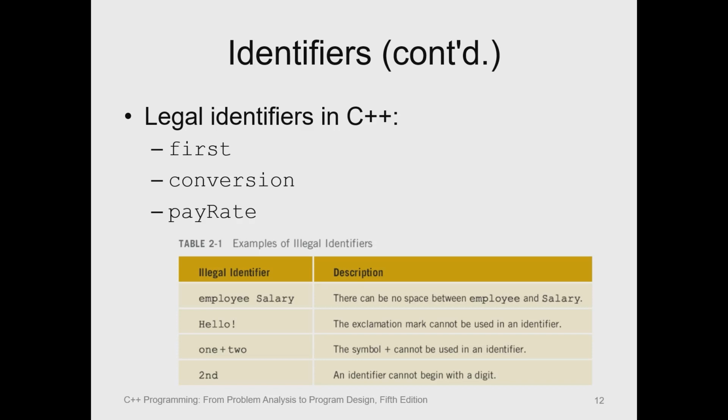Hello, exclamation point. An exclamation point is not allowed when you are creating an identifier in C++. 1 plus 2, again, the plus symbol is not allowed. You may only use an underscore in an identifier. Second, 2 is not valid because an identifier cannot begin with a digit.